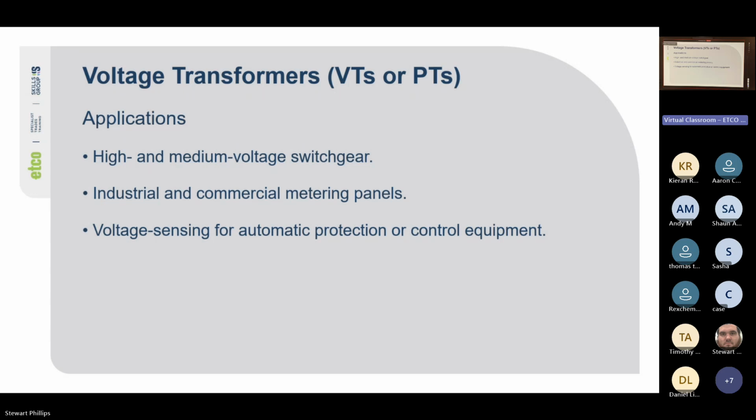So we're checking to make sure the voltage is exactly where it's supposed to be, that we're not getting under voltage or over voltage. And if that happens, it will activate protection relays, switching out circuits.